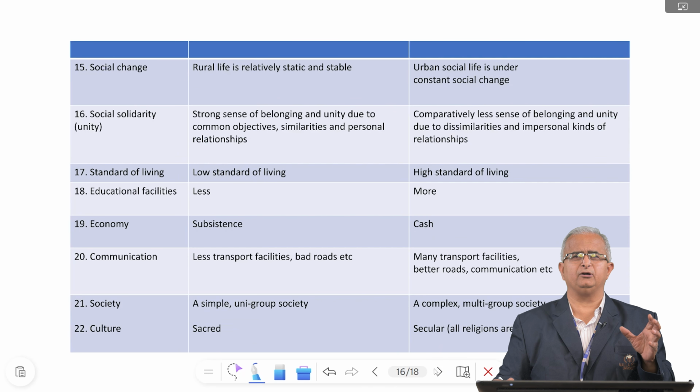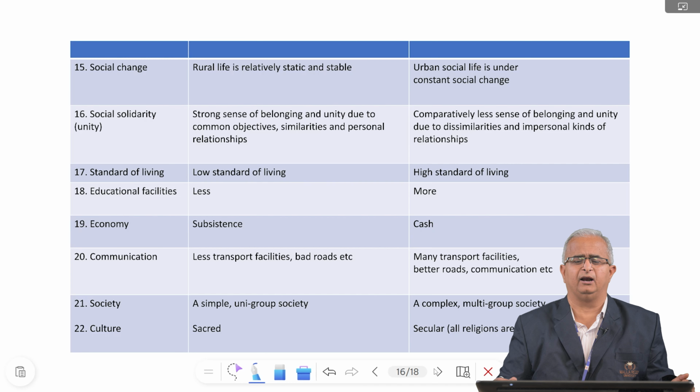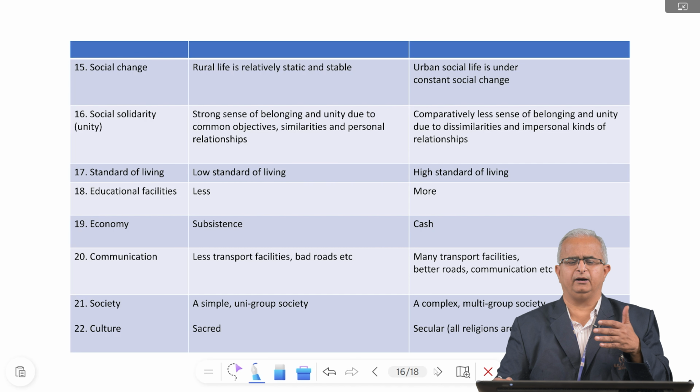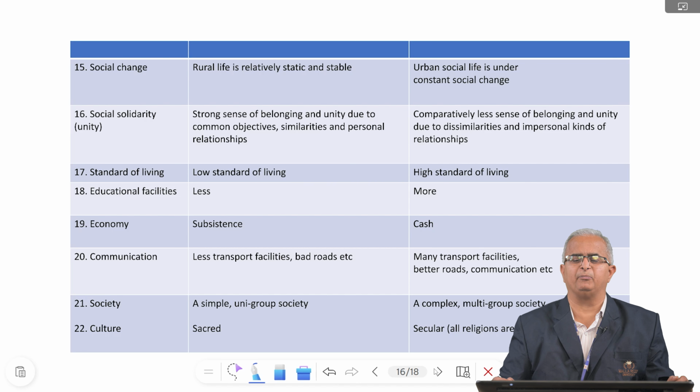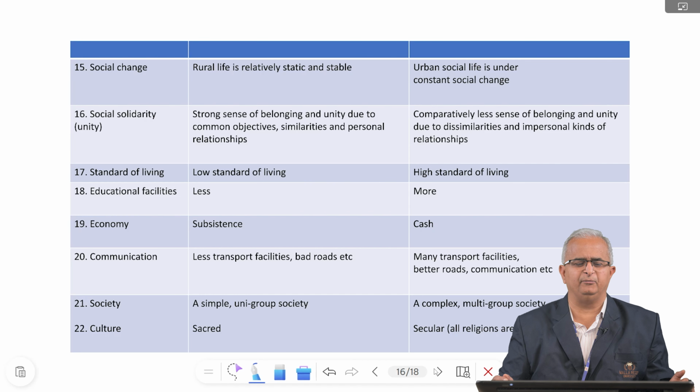Then social change. Generally the village people, because of less education, superstitions, their beliefs and value systems, are resistant to change, so change happens slowly in the villages. But the life we lead in the urban areas is very dynamic. In the rural areas it is static and stable, whereas in the urban areas it is constantly changing and very dynamic.